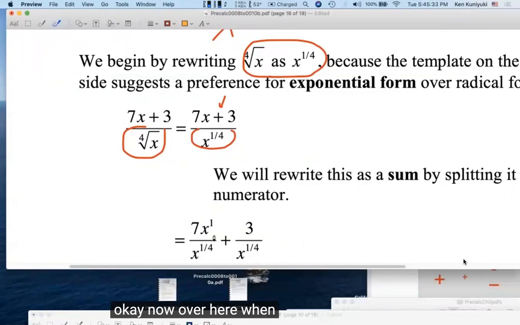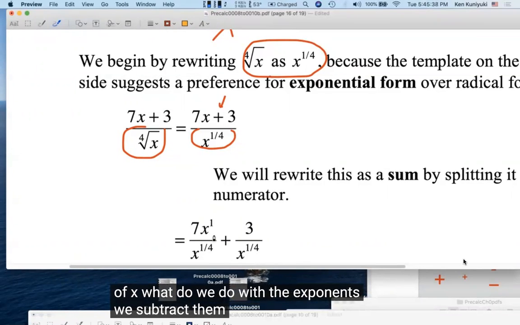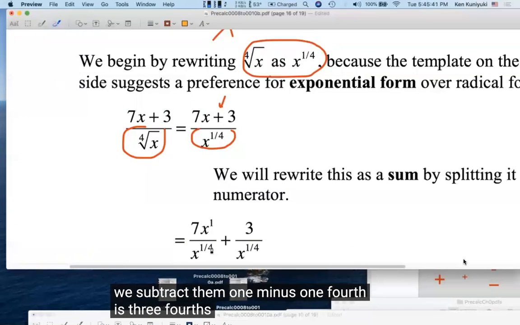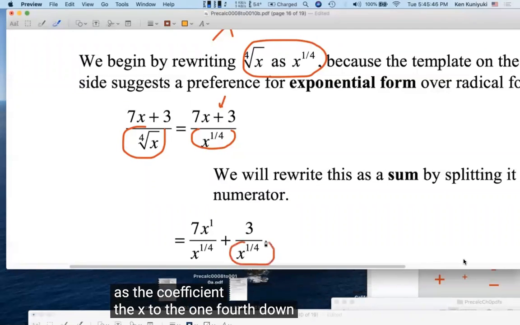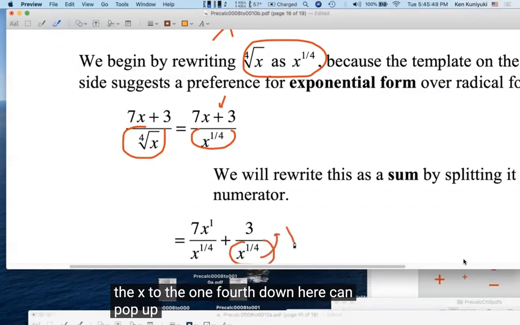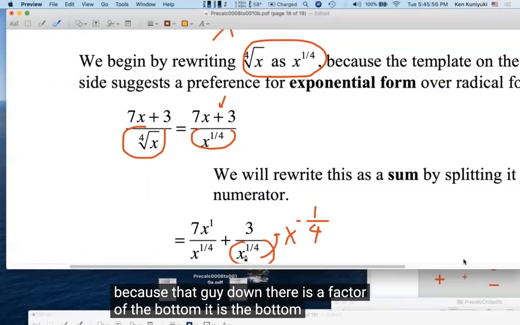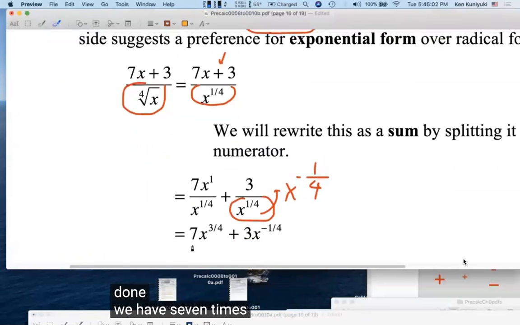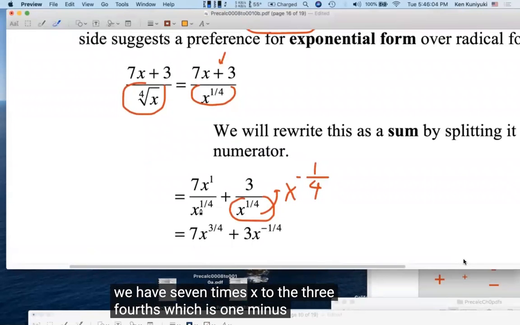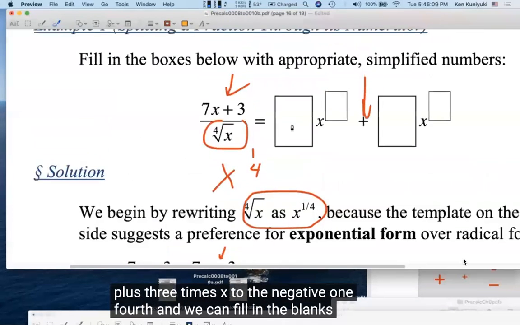Now, over here, when we divide powers of x, what do we do with the exponents? We subtract them. 1 minus 1/4 is 3/4, and we keep the 7 as the coefficient. The x to the 1/4 down here can pop up as x to the negative 1/4, because that guy down there is a factor of the bottom, it can pop up as x to the negative 1/4. So we're basically done. We have 7 times x to the 3/4, which is 1 minus 1/4, plus 3 times x to the negative 1/4, and we can fill in the blanks.